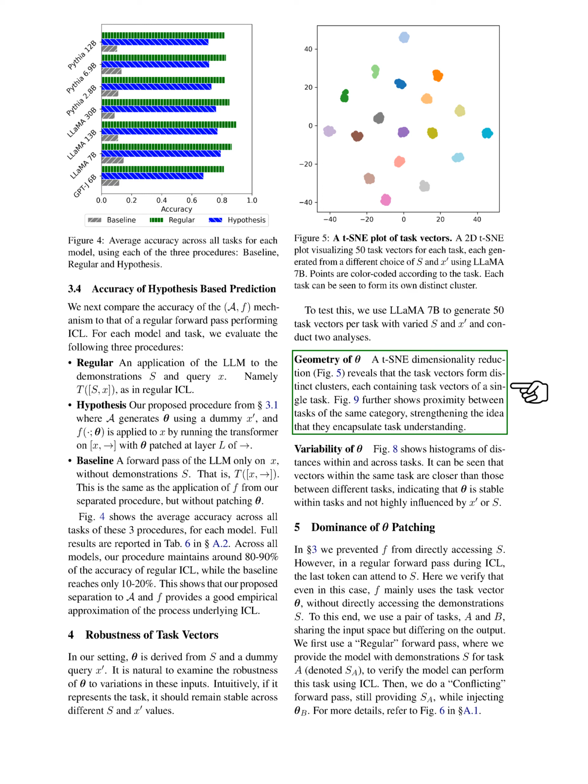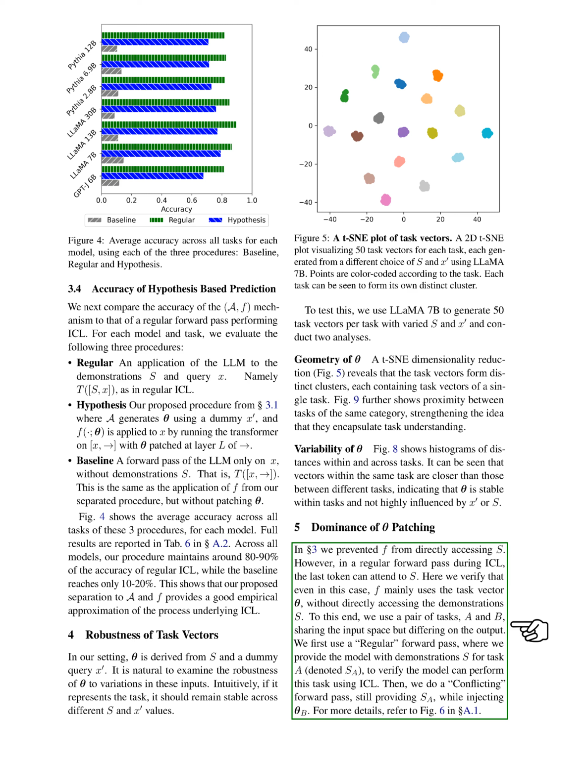First, we used a dimensionality reduction technique to show that the task vectors form distinct clusters, each containing task vectors of a single task. This suggests that they encapsulate task understanding. Second, we looked at the variability of the task vectors. We found that vectors within the same task are closer than those between different tasks, indicating that the parameter vector is stable within tasks and not highly influenced by the dummy query or demonstrations.